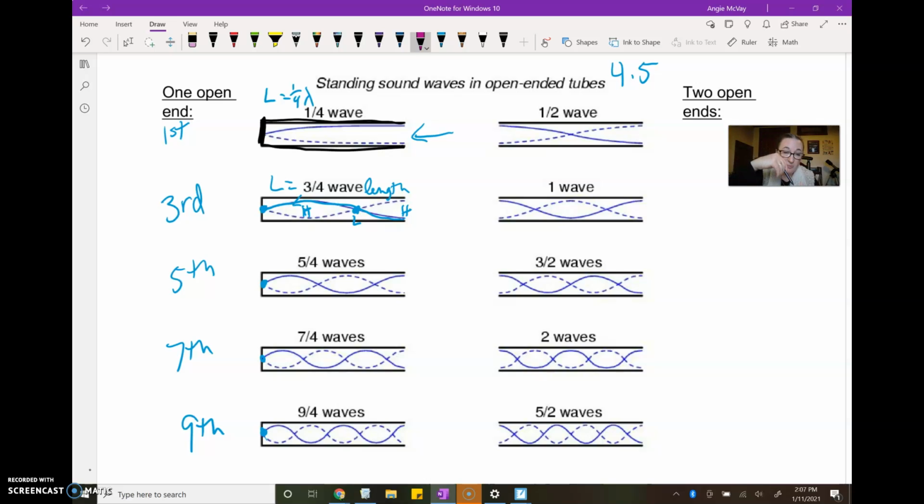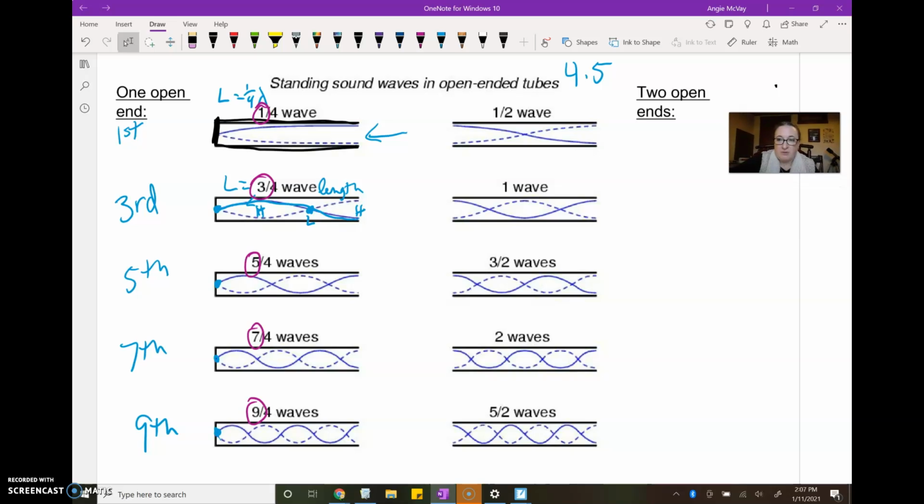A way to remember that is that for the one open end pipes, the wavelengths always fit a certain number of quarters of waves. And I like to remember for one open end, how many quarters of a wavelength fit inside the pipe is the number of the harmonic. Okay, it doesn't have to make sense. It's just how I remember it.